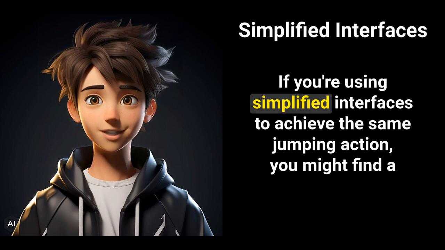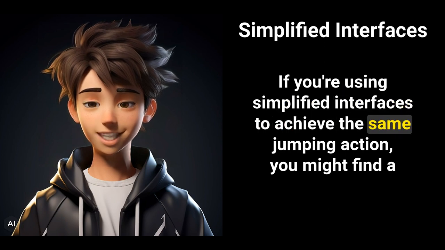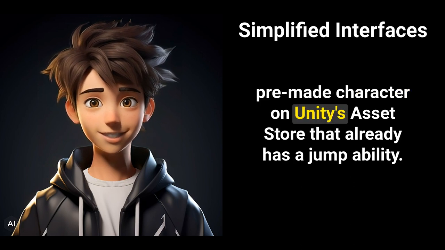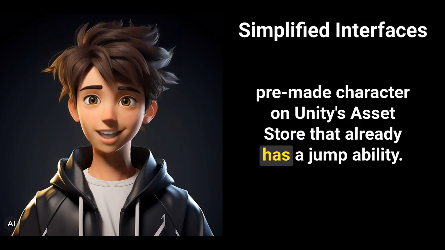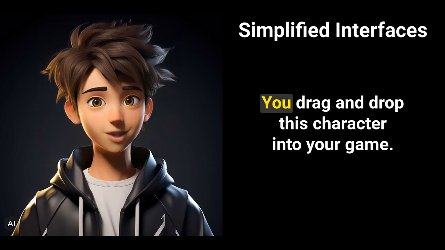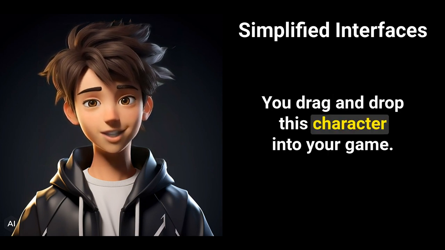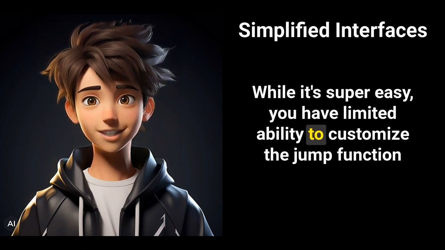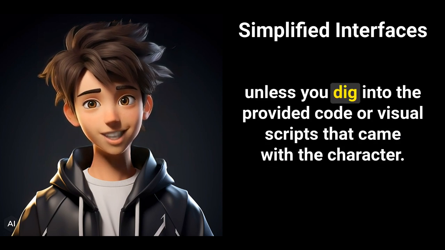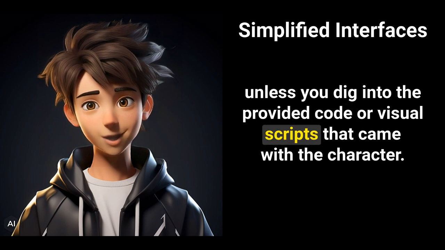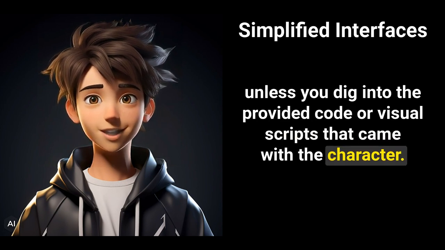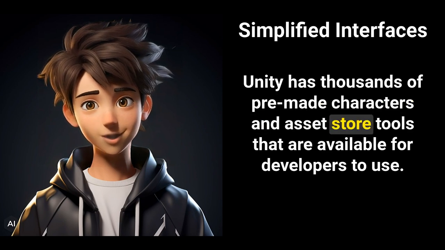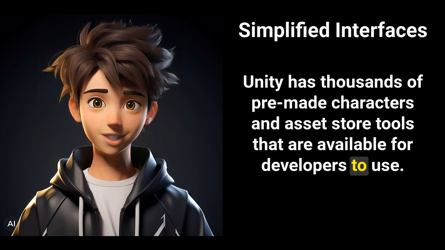If you're using simplified interfaces to achieve the same jumping action, you might find a pre-made character on Unity's asset store that already has a jump ability. You drag and drop this character into your game. While it's super easy, you have limited ability to customize the jump function unless you dig into the provided code or visual scripts that came with the character. Unity has thousands of pre-made characters and asset store tools that are available for developers to use.